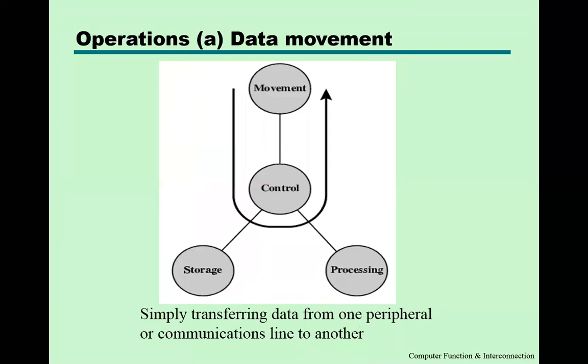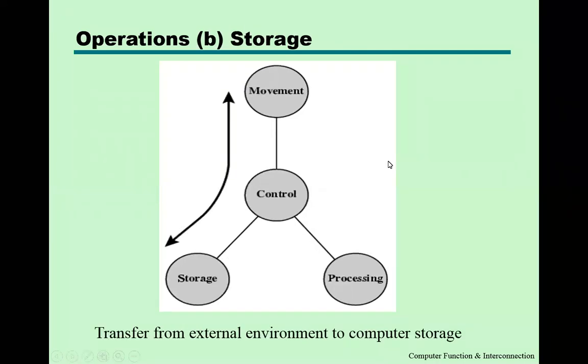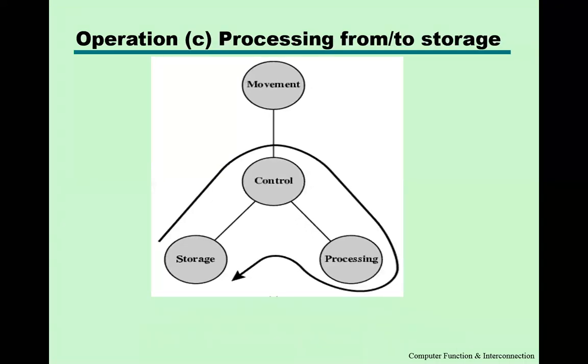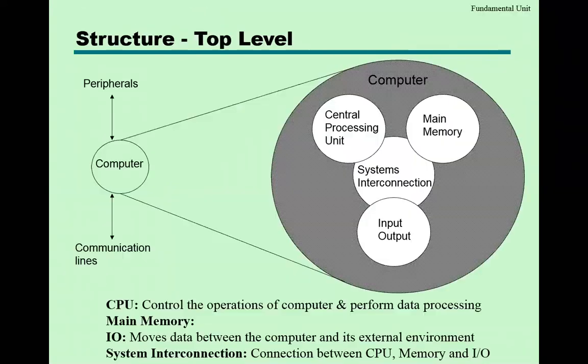For example, data movement. In the data movement operation, we are simply transferring data from one peripheral to another peripheral. That is communication between two different units. In data storage, data movement is there from outside, from the input device to the data storage. In processing, from the memory storage, the control unit is there. So data movement is there from the storage to the processor, and after processing, again we are storing the data into the storage. So all comes under the operation.